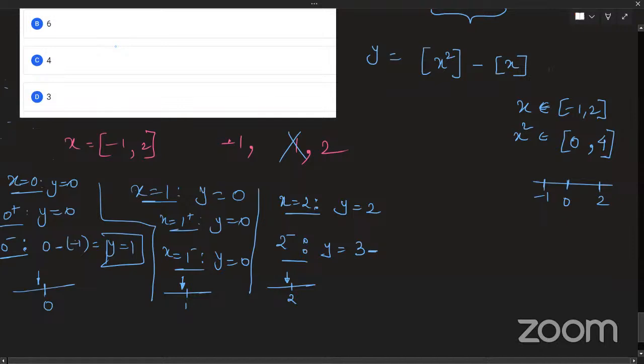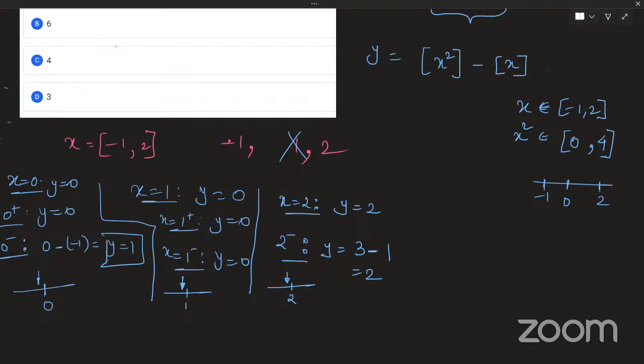And tell me, 2 minus a value that's just smaller than 2. What will be the value of its GIF? Sir, 1. Great. So y is equal to 2. So at x is equal to 2, is it continuous or discontinuous?